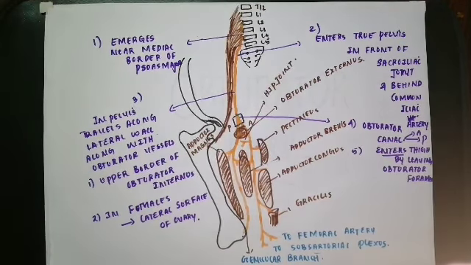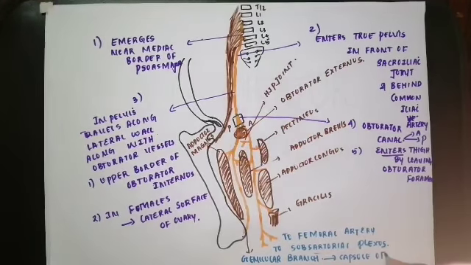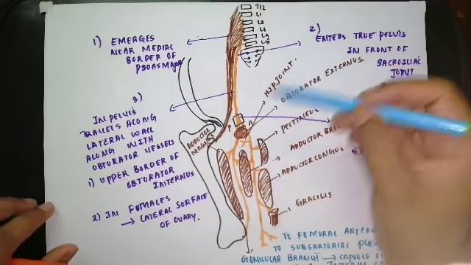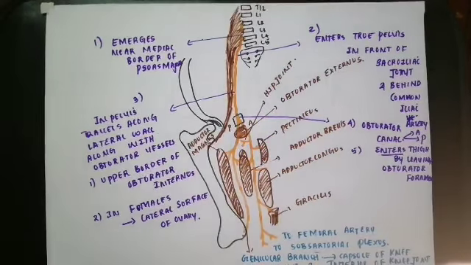So now this genicular branch is supplying the capsule of knee joint and interior of knee joint, internal part of knee joint. So the anterior division is giving articular branch to hip joint. The posterior division also supplies a capsule and inside part of knee joint.